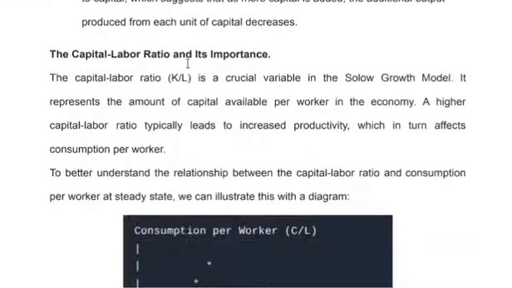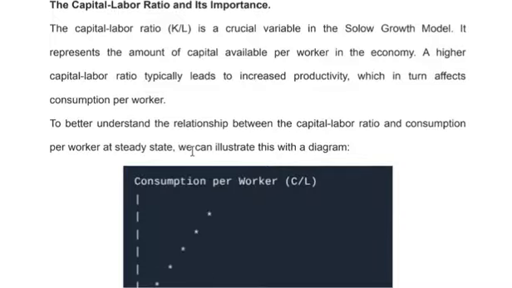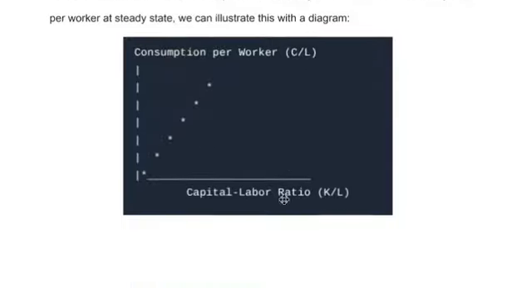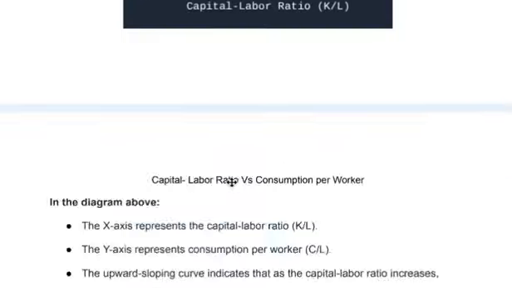The capital-labor ratio and its importance. The capital-labor ratio, K/L, is a crucial variable in the Solow Growth Model. It represents the amount of capital available per worker in the economy. A higher capital-labor ratio typically leads to increased productivity, which in turn affects consumption per worker. To better understand the relationship between the capital-labor ratio and consumption per worker at steady state, we can illustrate this with a diagram. Capital-labor ratio versus consumption per worker.